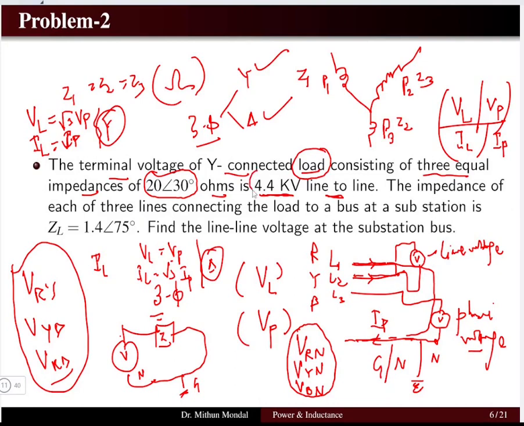So 4.4 kilovolt is basically the line to line voltage. Now here the impedance of all the three lines are equal. It means that VRY is equal to VYB is equal to VRB. The reason is that the impedance of the line is equal, so the net drop in the line will also be equal. The impedance of each of the three lines connecting the load to a bus at a substation is ZL. This is the line impedance which is connected from the load to the bus end.